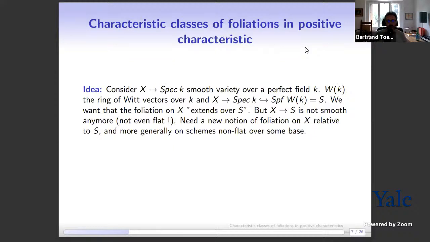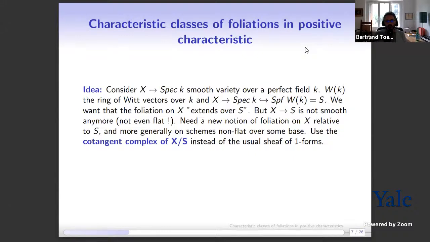Okay. And maybe I should say here, I will never assume that X lifts in characteristic 0. So X might not lift as a variety to a smooth scheme over S. Still, it's possible that the foliation extends in some sense without the scheme extending. This is what I'm going to explain.